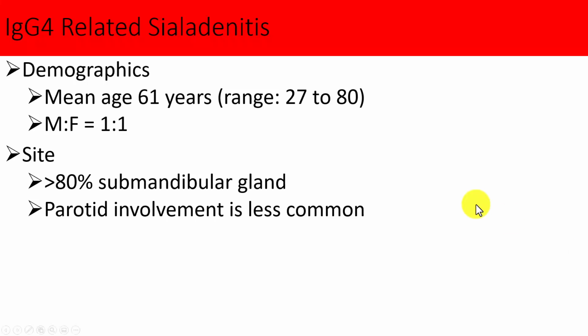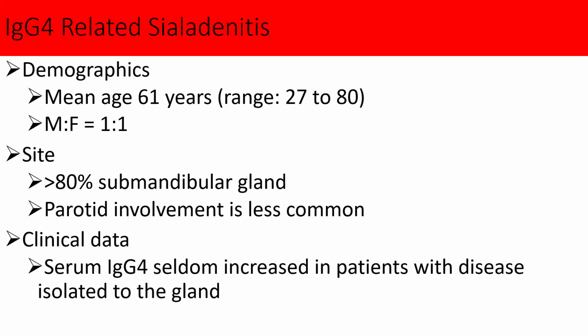In most cases, it is the submandibular salivary glands that are affected. And when they're affected, it's generally bilateral and generally symmetrical. Occasionally, the parotid gland will also be involved. One of the challenges is that the histology of IgG4-related sialadenitis is very characteristic in the submandibular salivary gland. Often, it is much more nonspecific in the parotid gland.